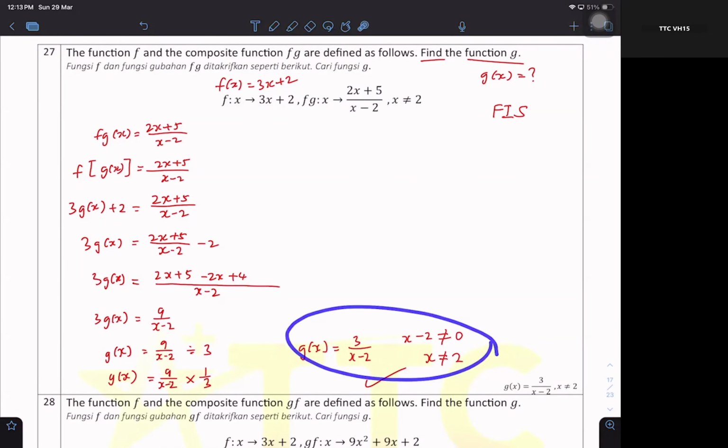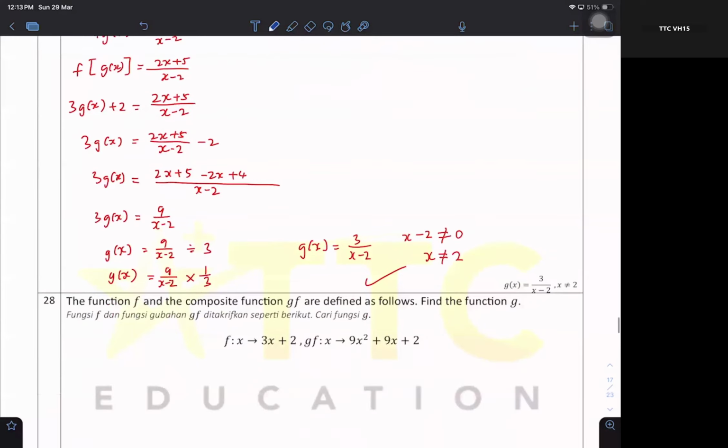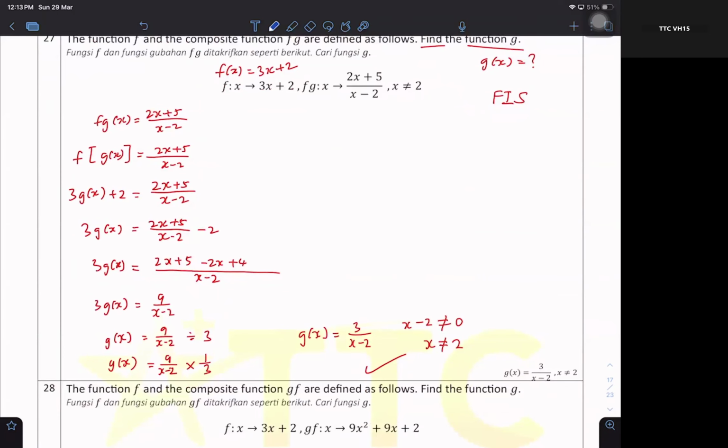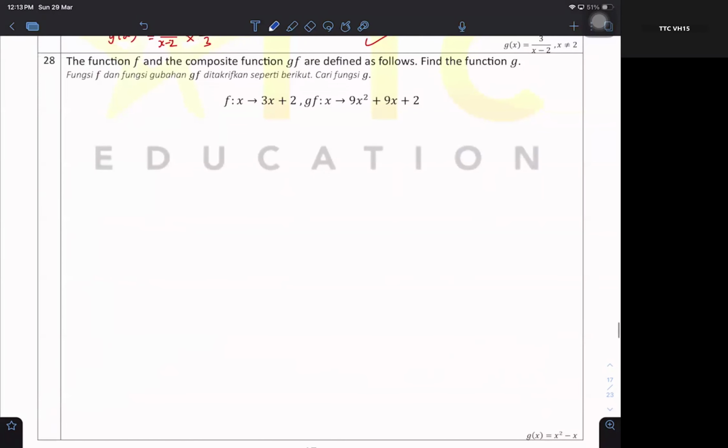Yeah, this is the answer. This is how you do fees, right? I'll show you one last one, foil. Fees is quite okay, okay? Foil is a bit longer. Okay, last one already, foil.